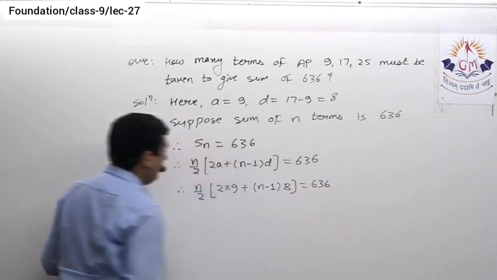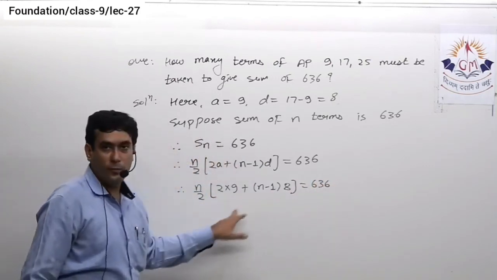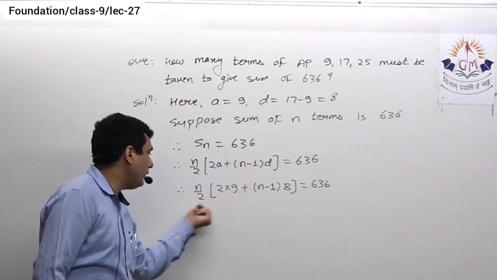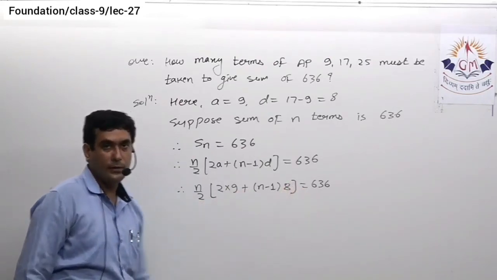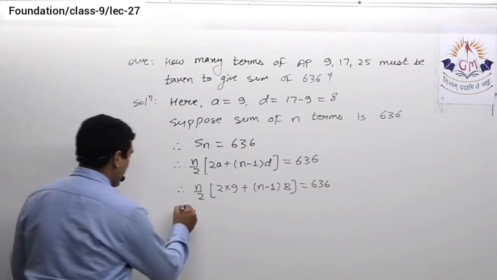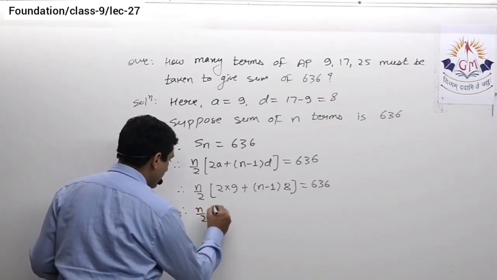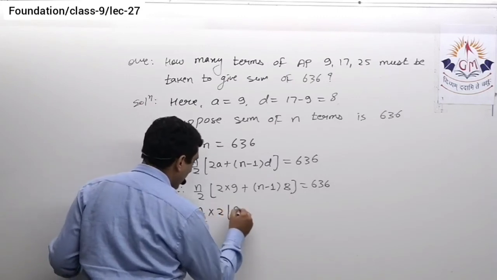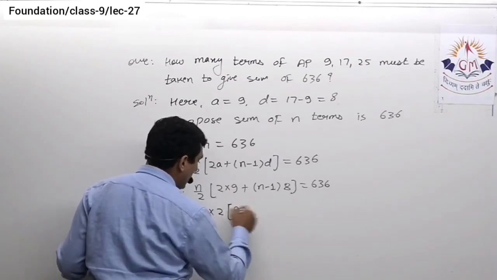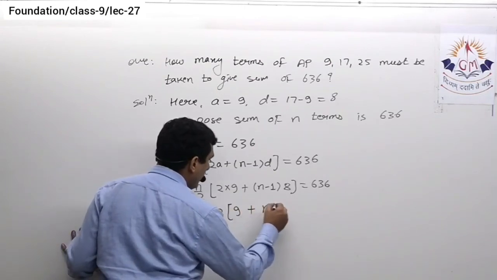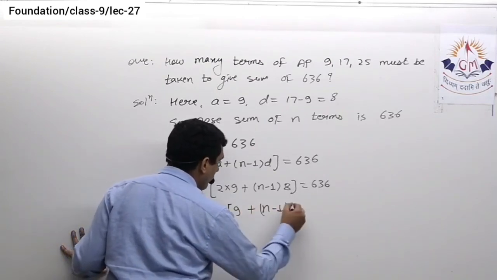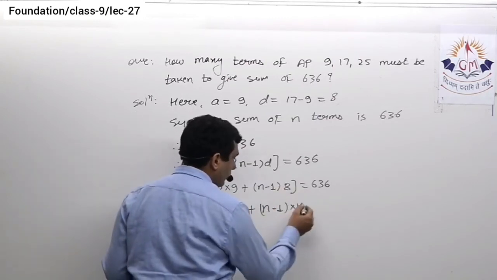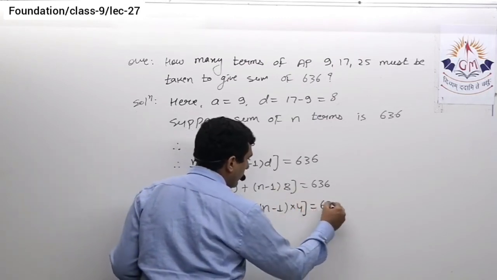Okay, now I can take 2 common from these two terms, so that I can cancel this 2. If you don't want to take common, then take this 2 on that side. Here I am taking common because I feel my calculation part will be a little bit easier. If I take 2 common, here I will get 9 plus (n minus 1) into 4, because it is 8, so by taking common 2 I will be left with 4, is equal to 636.